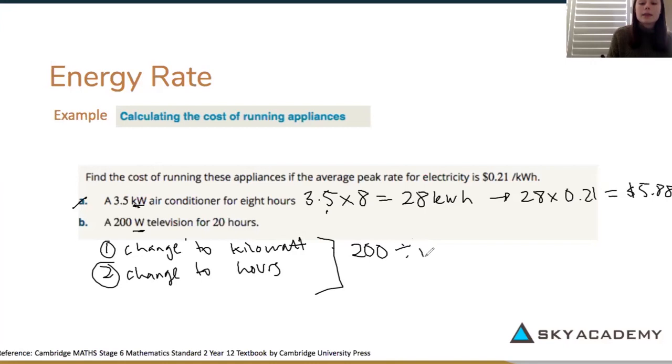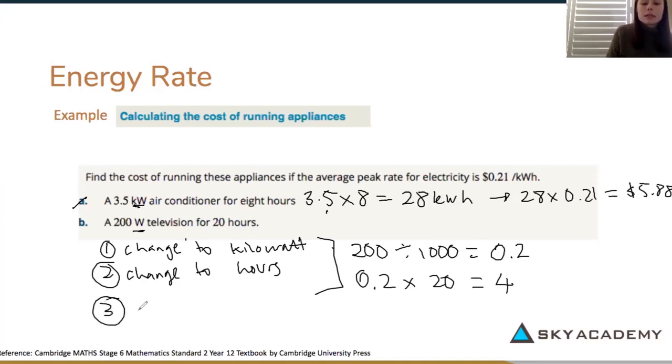So 200 divided by 1000 should get me 0.2. And now once I've done that, I can do my second step, which is 0.2 times 20 to get kilowatt hours. Times 20, which gives me 4. Now I've done that, I can do my final step, which is the cost. So 4 times 0.21. And it will give me a cost of 0.84.